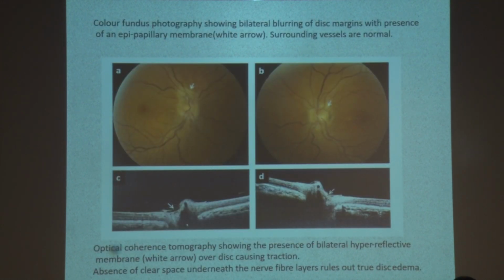Coming to the fundus photograph, what we see is a bilateral blurring of the disc margins. But the other entity is, we can see an epipapillary membrane present over the disc in the right eye and a faint membrane in the left eye also. So we did an OCT scan, and the raster scan revealed the presence of a bilateral hyperreflective membrane, as shown by this white arrow, which is present over the disc and causing traction in both the eyes. Why is it not true disc edema? Because there is absence of clear space underneath the nerve fiber layer, and there is no bowing of the RPE, as we can see here.